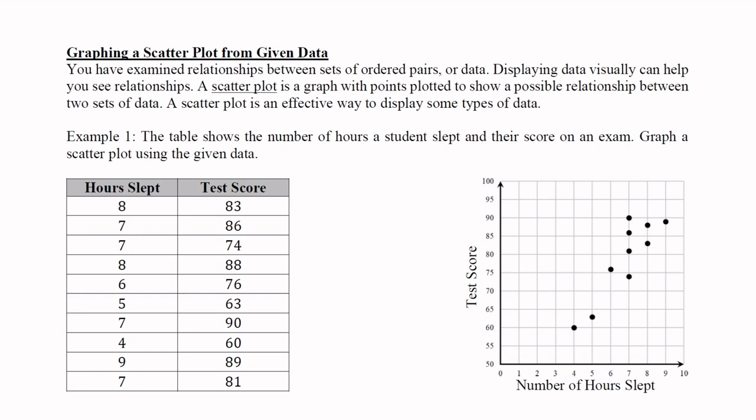Well, looking at this data, it appears that the fewer hours that you sleep, the more likely you are to get a lower grade on your test. The opposite also looks like it's true. It looks like the more hours you get of sleep, the better you will score on your test. And of course, this is assuming all other variables are held constant.